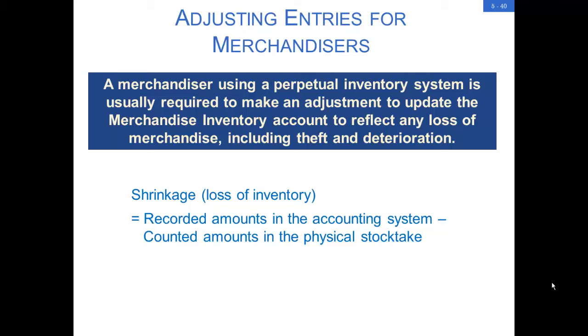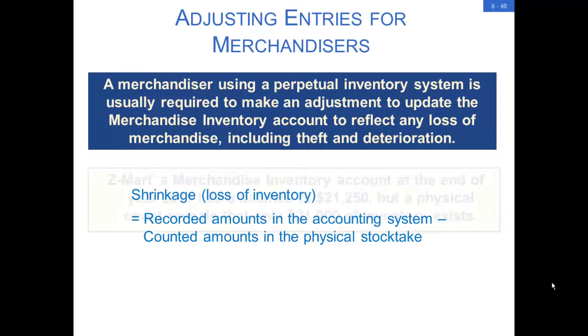A physical count means the company will send somebody to the warehouse and count the amount of existing inventory. A physical count is usually performed at least once annually. The physical count amount is then compared to the amount recorded in the accounting system. Any differences will be adjusted at the period end.